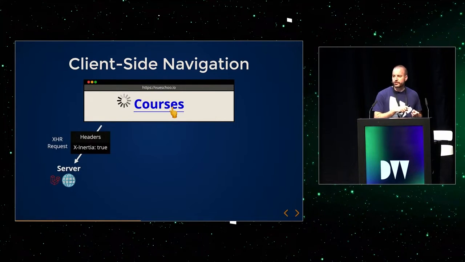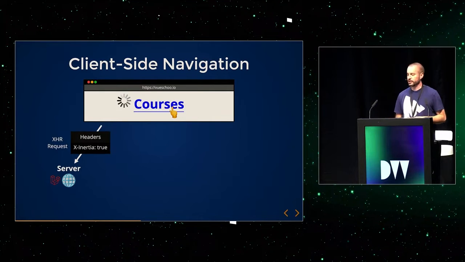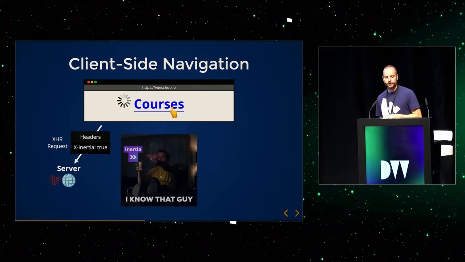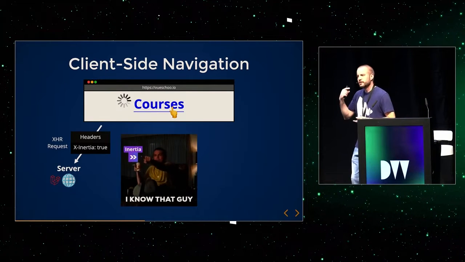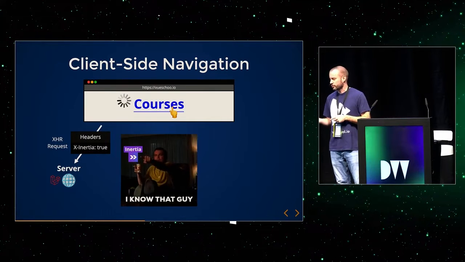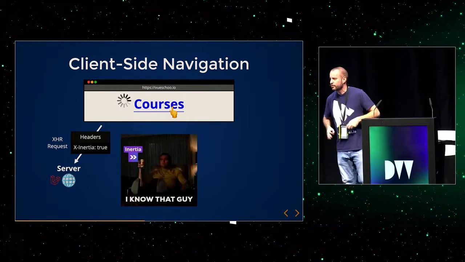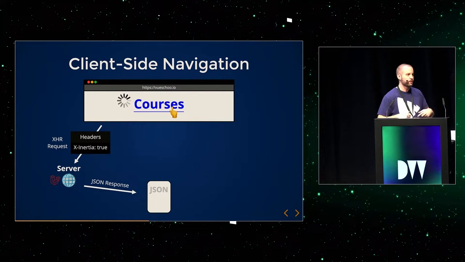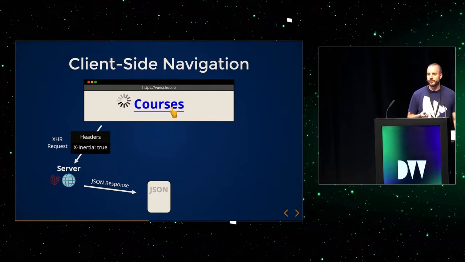The way that Inertia does this under the hood is it attaches a header called X-Inertia to the asynchronous request, and that lets the server know, oh, this should be an asynchronous request. This should be something not the initial send-back-all-the-HTML, but instead now just send back the JSON payload with the data so that Vue can do with it what it will.